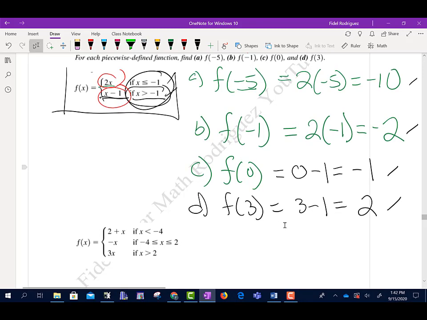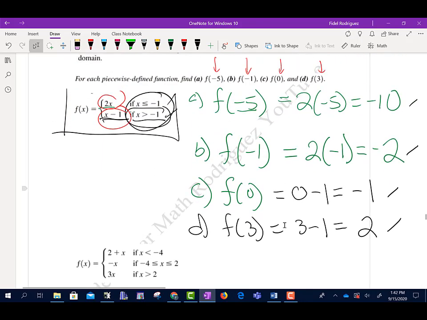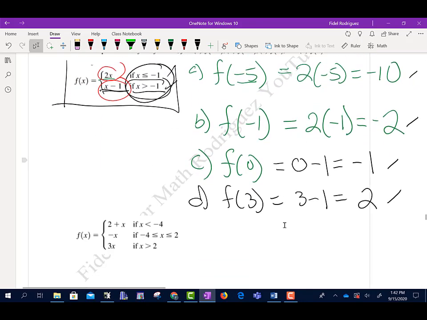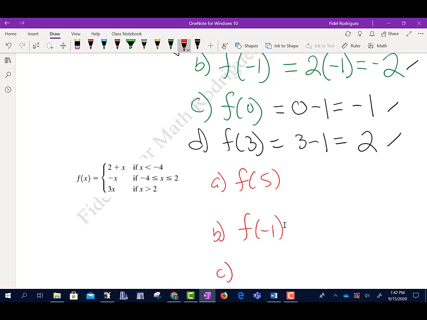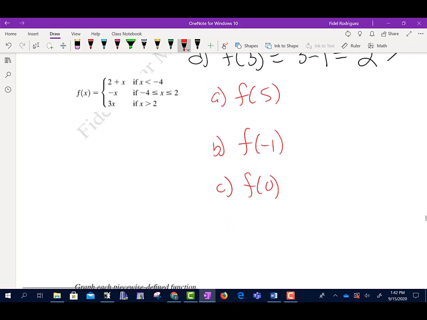So let me scroll down to the next one. We're going to do the same thing. We're going to find f of 5, f of -1, f of 0, f of 3. So let me write those down. Part A says we need to find f of 5. Part B says we're going to find f of -1. Part C says we're going to find f of 0. And part D says we're going to find f of 3. Okay, so f of 5.